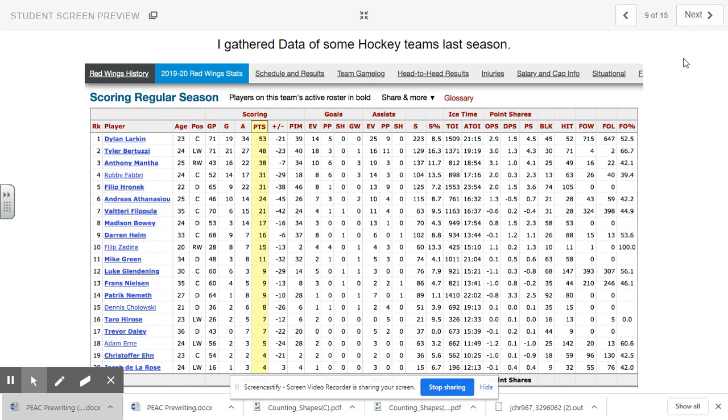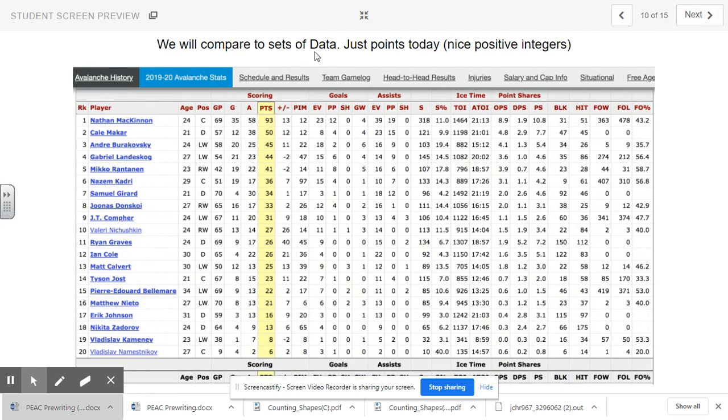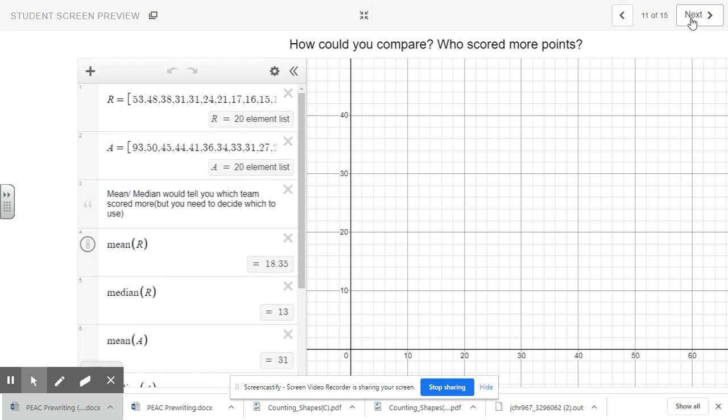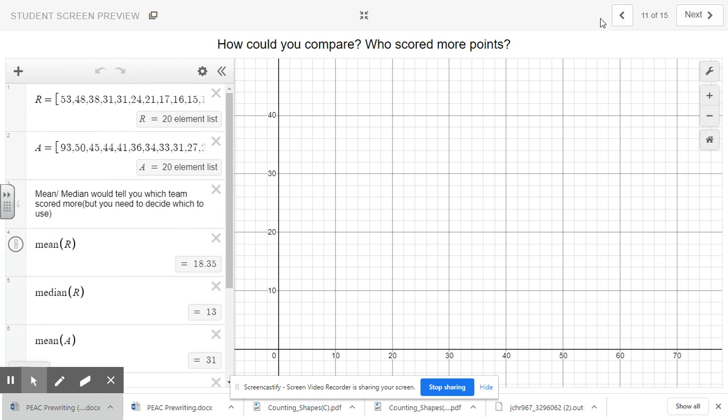Here's an idea that I had. I did this with fourth period, so they already saw it. I gathered some data from hockey teams. I went to a website, and I think it was a reputable website, but you'd really want to double check your data against something else. All I did was compare the points of the Red Wings last year versus the points of the Avs last year. I took that data and put it in. Who scored more points? How would I compare it?